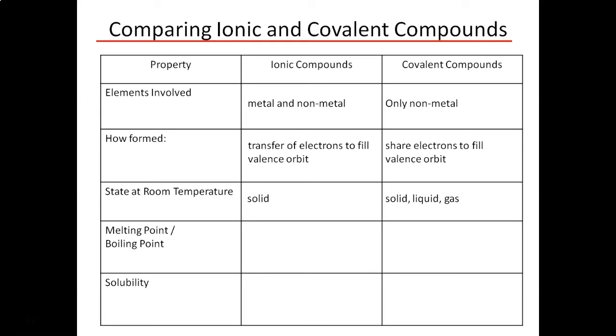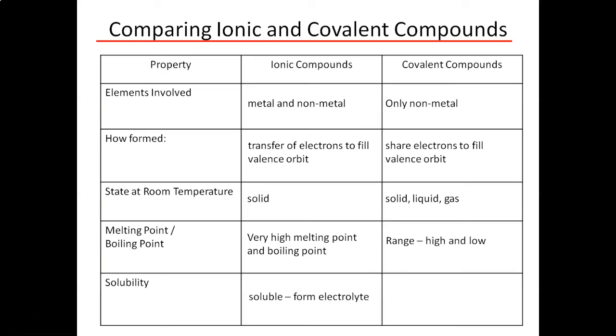The melting point and boiling point of ionic compounds is very high, whereas the melting point of covalent compounds could range. Some covalent compounds have a really high melting point, for example, diamonds, and some covalent compounds have a really low melting point, for example, hydrogen gas. And so we have this very big range of melting points for covalent compounds, but ionic compounds, they're all high.